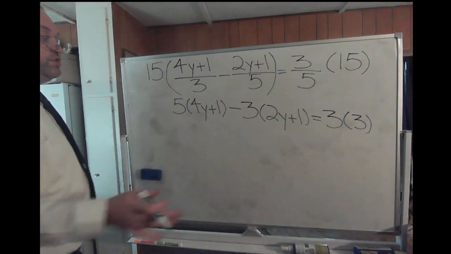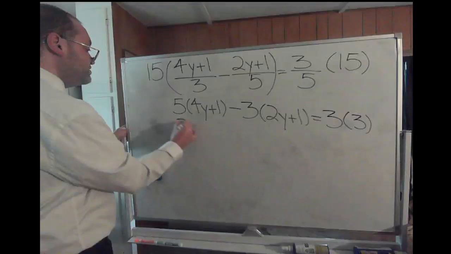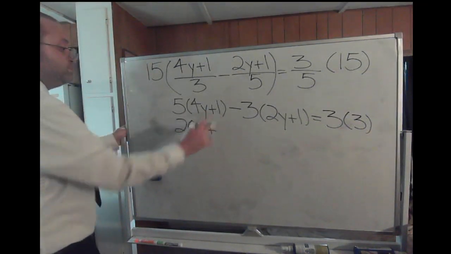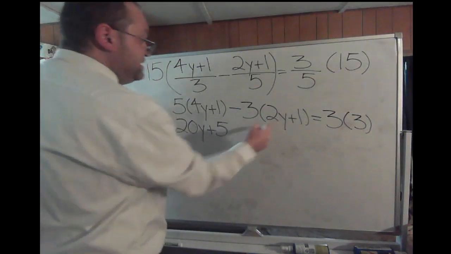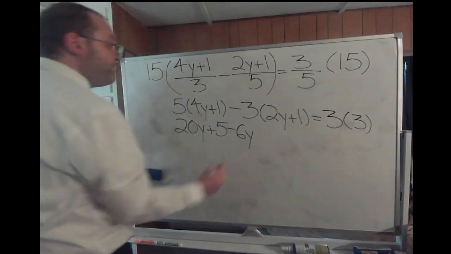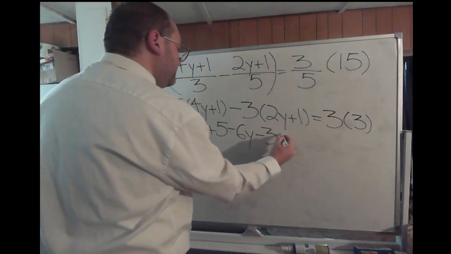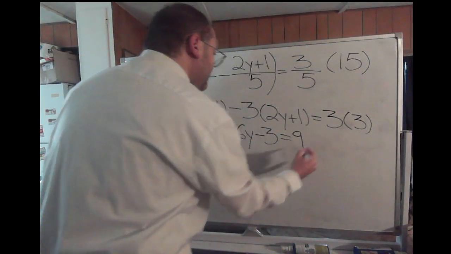Alright, so let's go ahead and do the distributive property on the left. 5 times 4y is 20y, plus 5 times 1, well that's 5. Now you have minus 3 times positive 2y, that'd be minus 6y. Then you have negative 3 times positive 1, that'll give you negative 3. That's going to be equal to 3 times 3, which is 9.